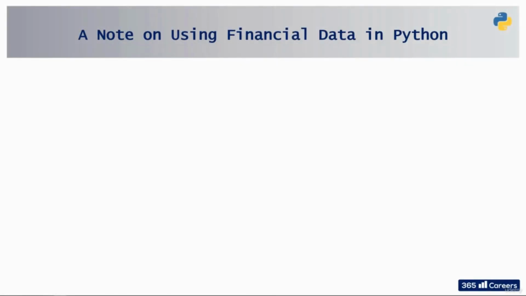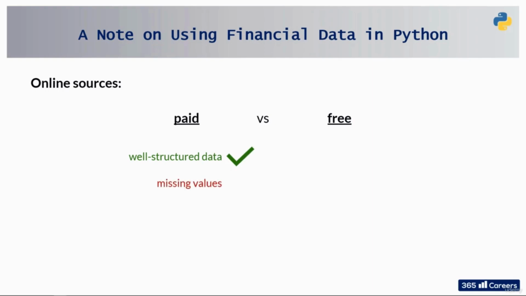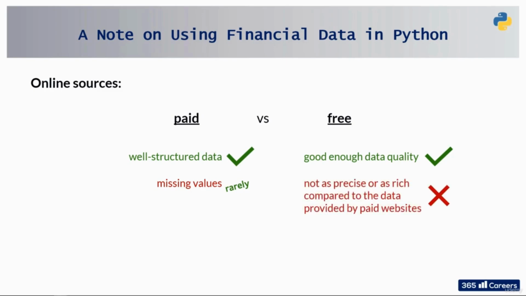Before we proceed with the course, let's perform a quick analysis of what it is like to work with financial data. To begin, there are many online sources that provide such information. They can be split into two categories, paid and free. Logically, data from paid online financial data sources is well structured and rarely contains missing values. Alternatively, free data sources do not necessarily contain wrong information. They can provide good enough data quality to help you manage your personal finances, among other things. It is just sometimes not as precise or as rich compared to the data provided by paid websites.